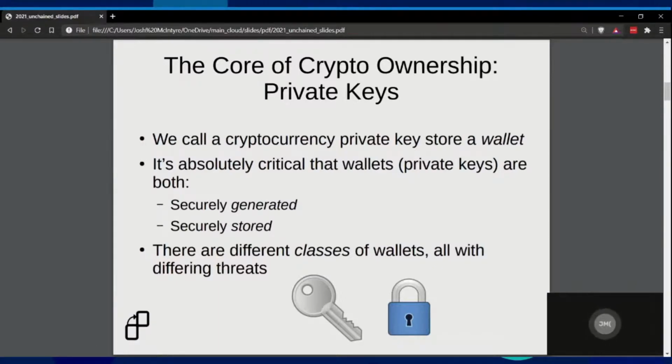It's absolutely critical that wallets with our private keys in them are both securely generated, so the keys themselves are generated in a secure manner, and securely stored for the long term. Users, these keys are what gives you full and utter access to spend and transfer cryptocurrency, all of your money. There are differing classes of wallets, all with differing threats that you have to understand and address when we're talking about security.